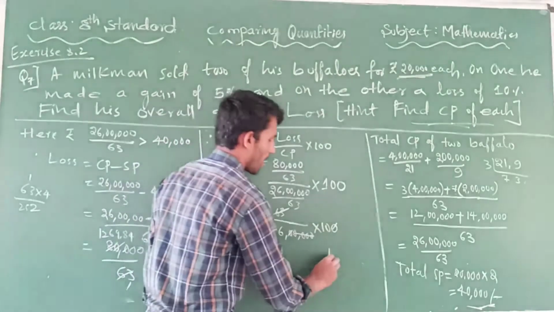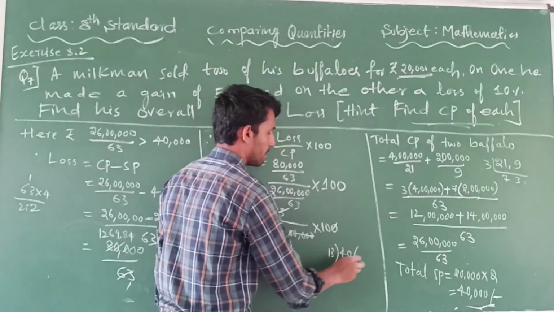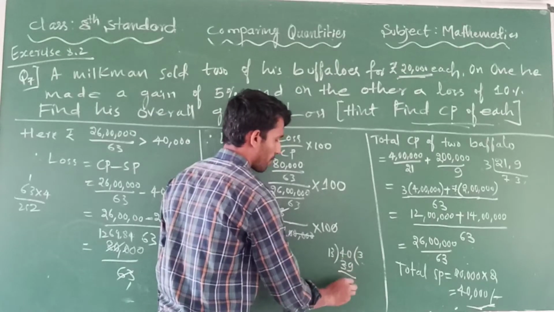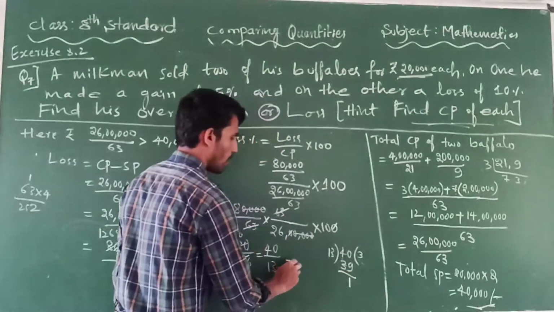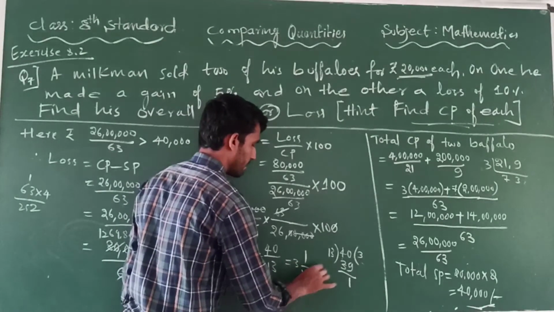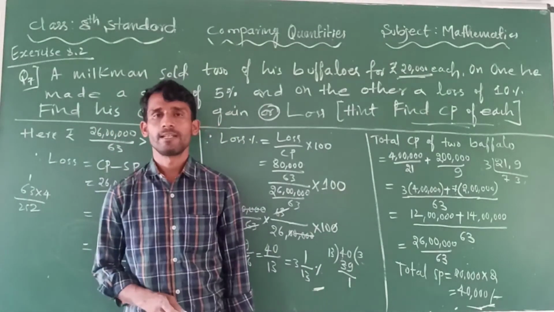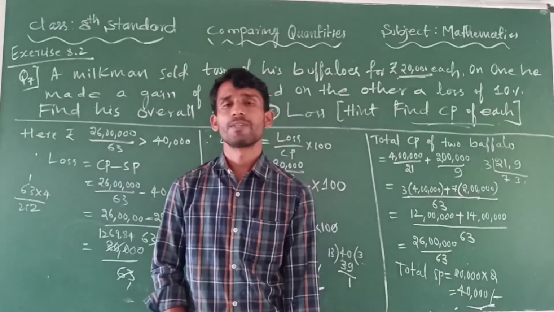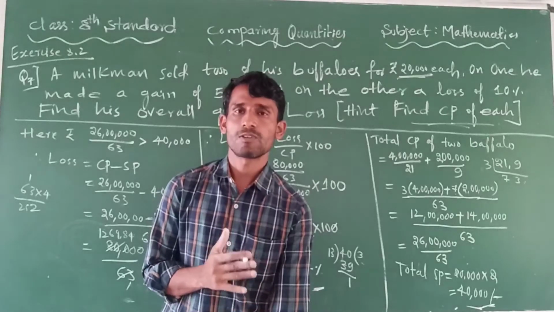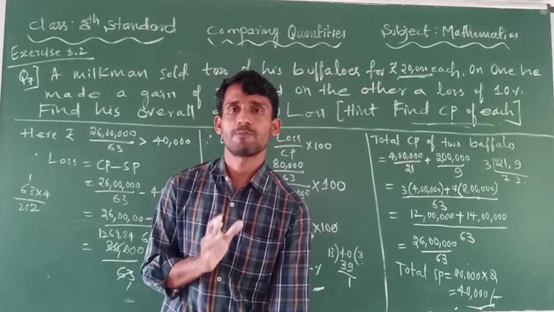Now we have to put it in a mixed fraction, so we have to divide. 13 into 3s are 39. When you do the subtraction, you will get 1. Now we got 3 whole 1 by 13%. This is the overall loss. Okay, dear friend, this is one of the lengthy questions. You have to solve it at least 2 or 3 times at home. Without solving, you will not understand these problems completely. You have to work on this problem.